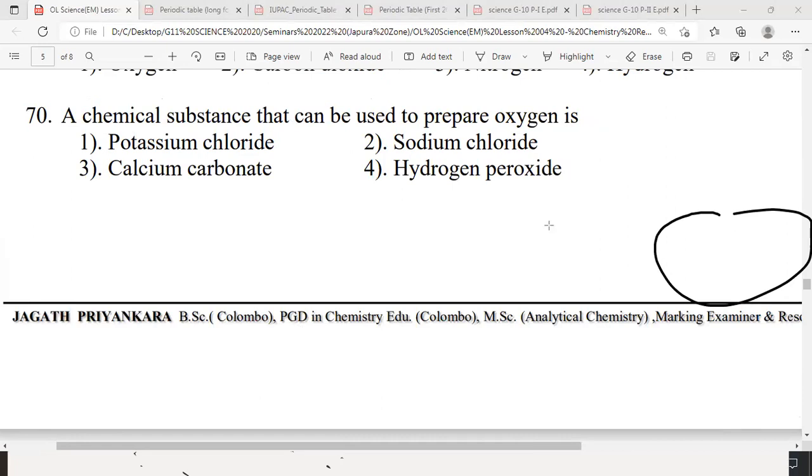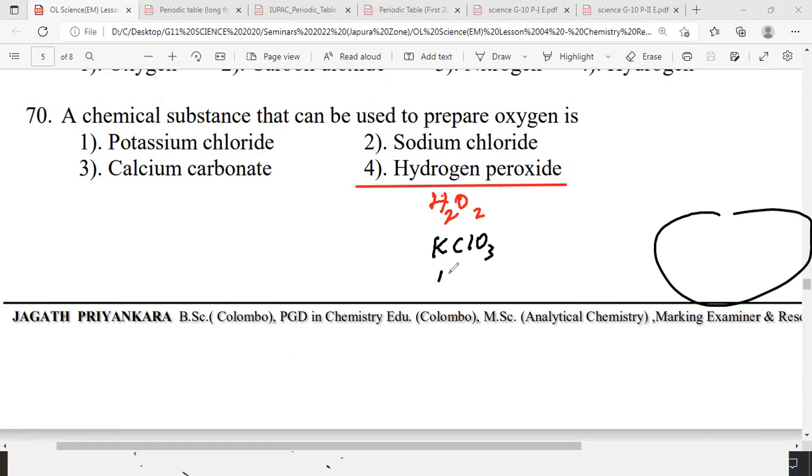Please copy down the other chemicals that can be used to prepare oxygen other than hydrogen peroxide. Hydrogen peroxide is H2O2. Write the other chemical formulas. We can use KClO3, that is called potassium chlorate. Any chlorate can be used.